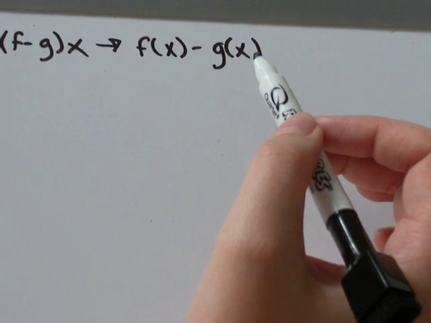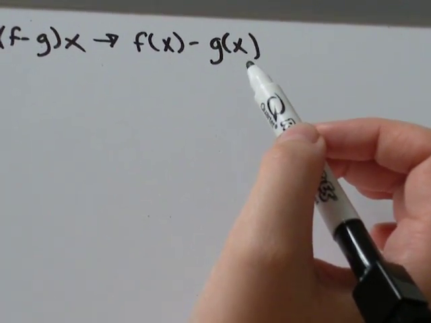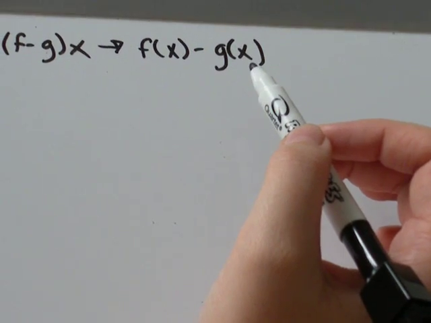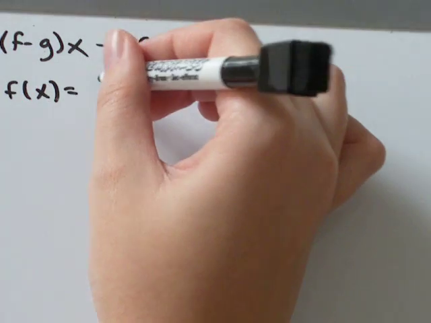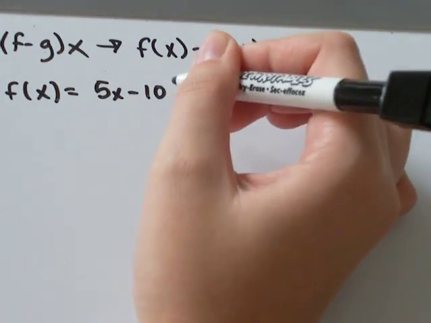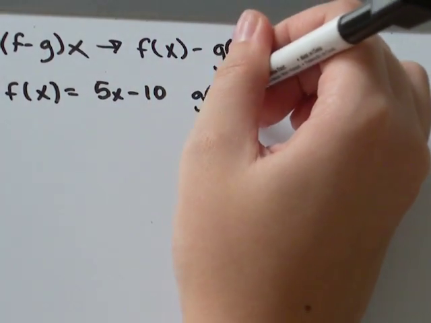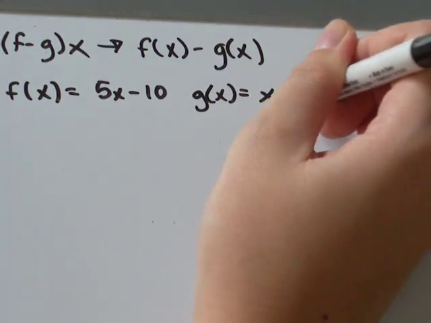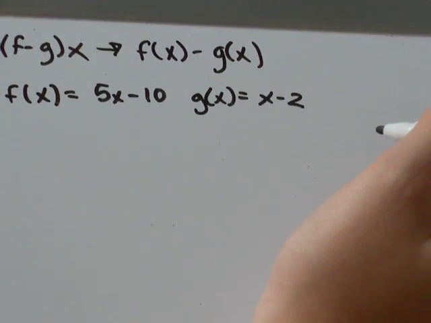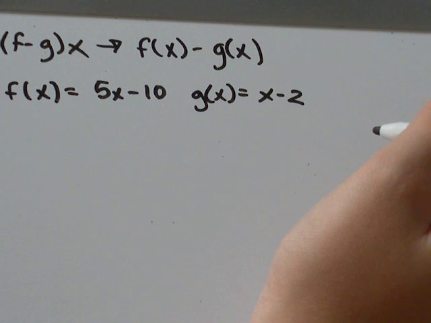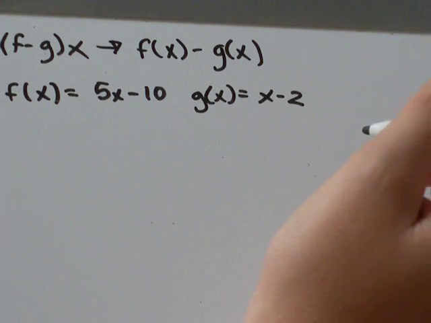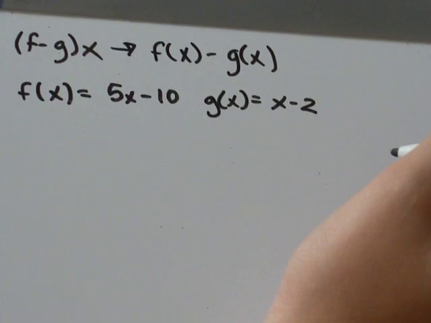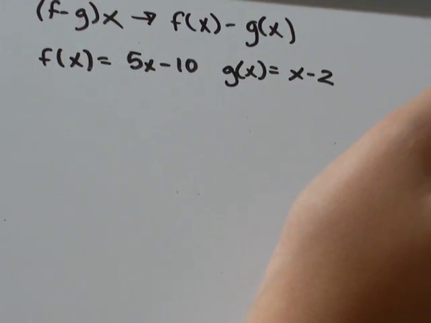So let's take a look at an example, and hopefully this will make a little more sense. So let's do f of x equals 5x minus 10, and g of x is x minus 2. I'm just using the same f of x and the same g of x from my adding two functions together video. So if you haven't seen that, you can check it out. It's pretty much the same idea as the subtraction of two functions. So let's give this a shot.